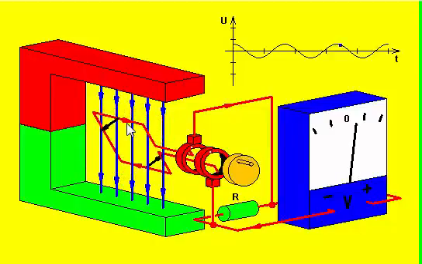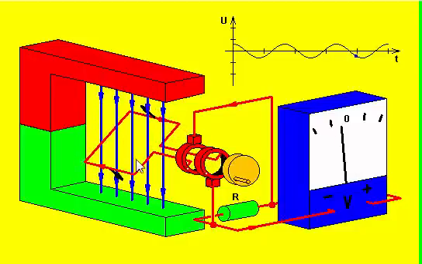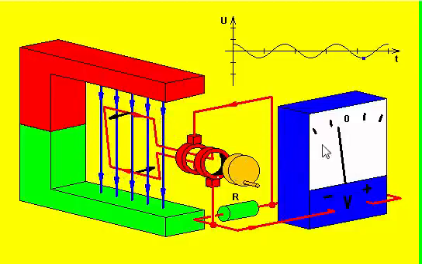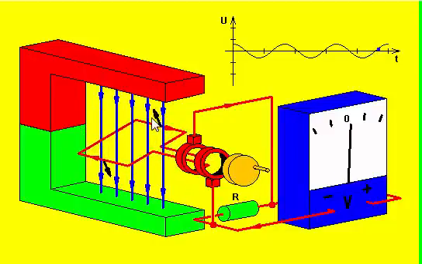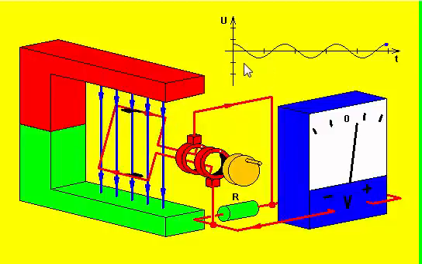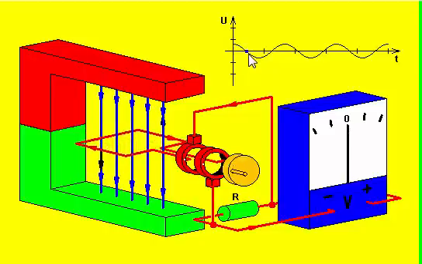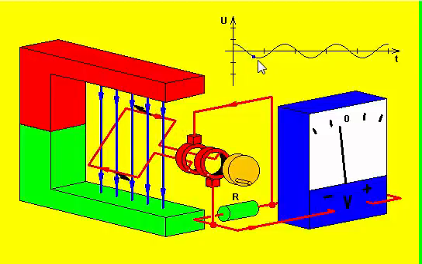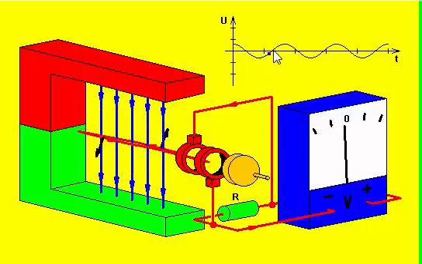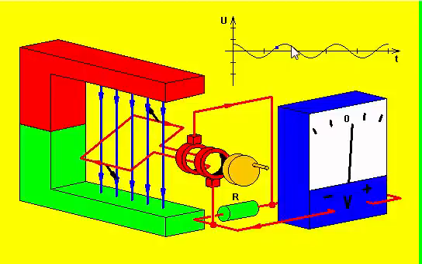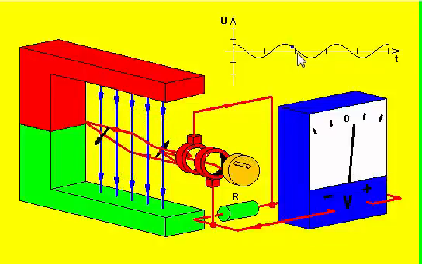Now, watch when the loop comes, say, like this. The loop is parallel to the lines, there is no induced EMF. And when it begins to move up, the direction changes. So, watch again, when do we have the maximum and when do we have zero? Maximum in the opposite direction, zero, maximum, zero, and so on.